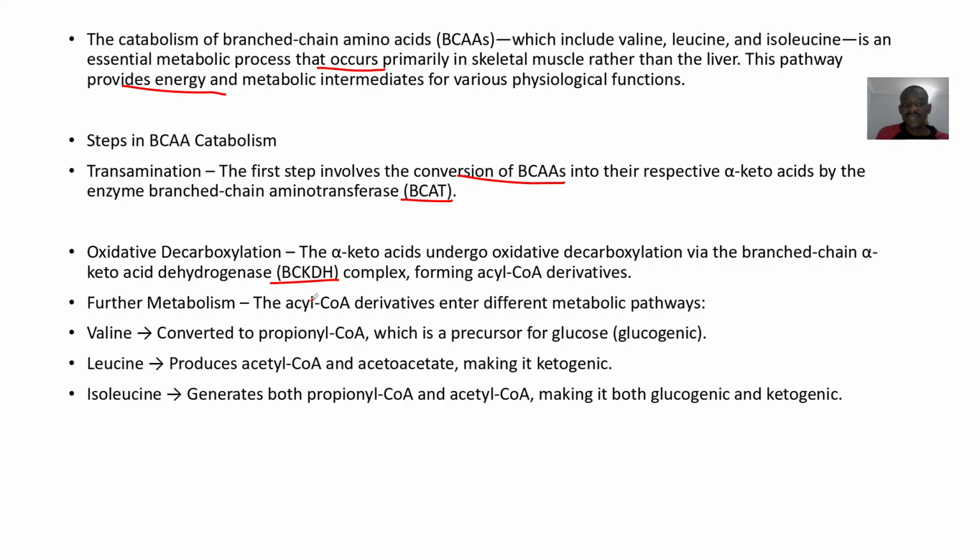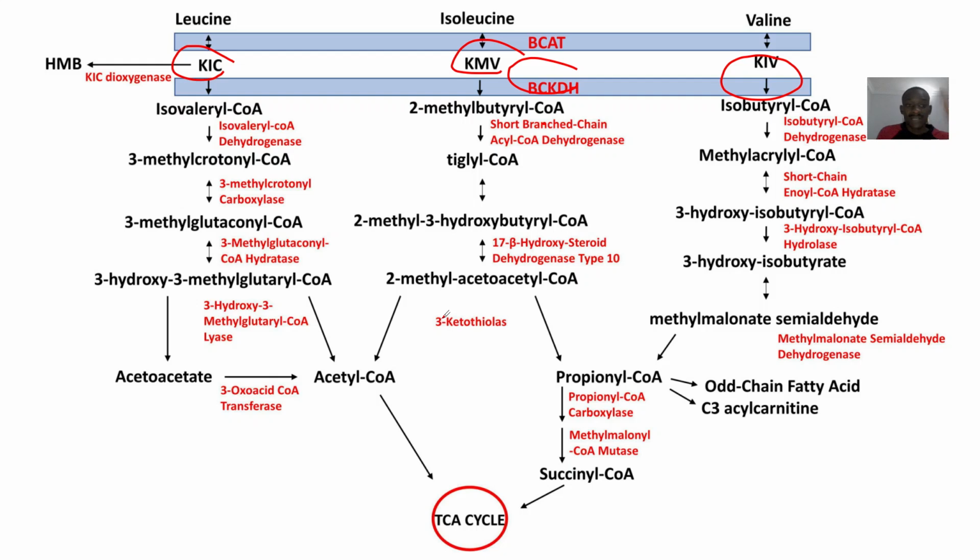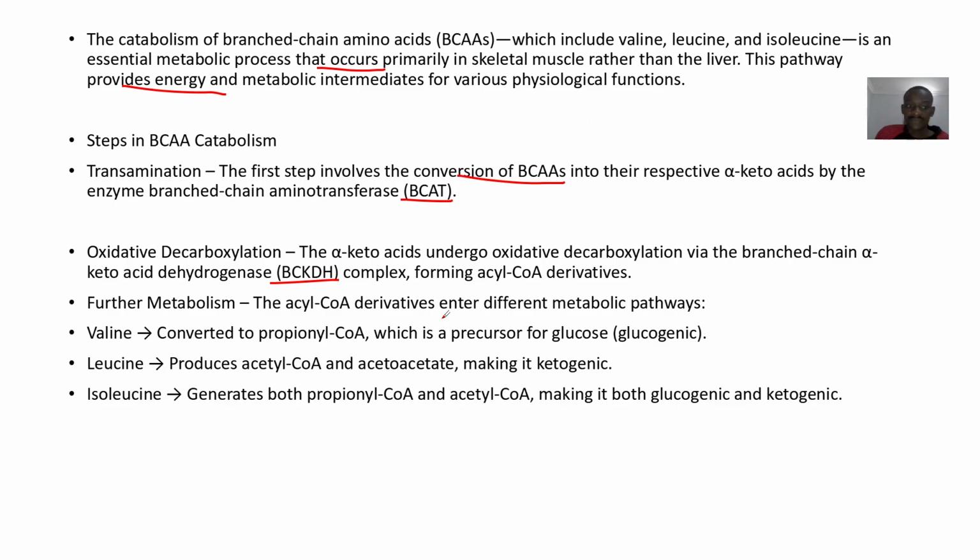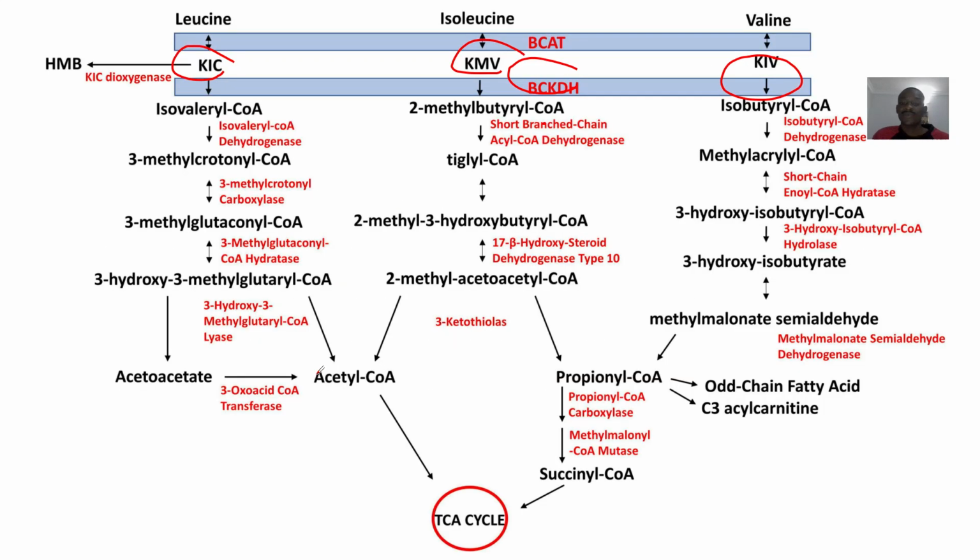So further metabolism is the acyl-CoA derivatives. They enter different metabolic pathways. Now valine, they burst into different pathways now. So valine, this is how the pathway continues. On this side is a nice image which you can pause to look at. Okay, valine is converted to what? Propionyl-CoA. That's the last valine. Okay, valine is on this side, right? Propionyl-CoA. So the last thing on this side, you understand?